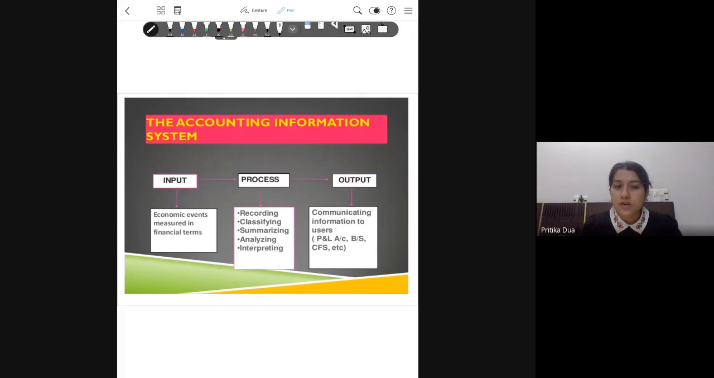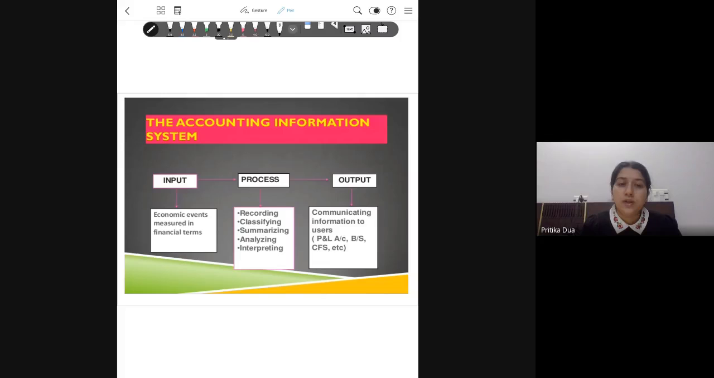Input is all the transactions, all the economic events which involve money and can be expressed in financial terms. Processing is the process of accounting. So you can see the steps: recording, classifying, summarizing, analyzing, and interpreting the results. And output is in form of financial statements, which are then used by the respective interested parties. So this is how we define the accounting information system.